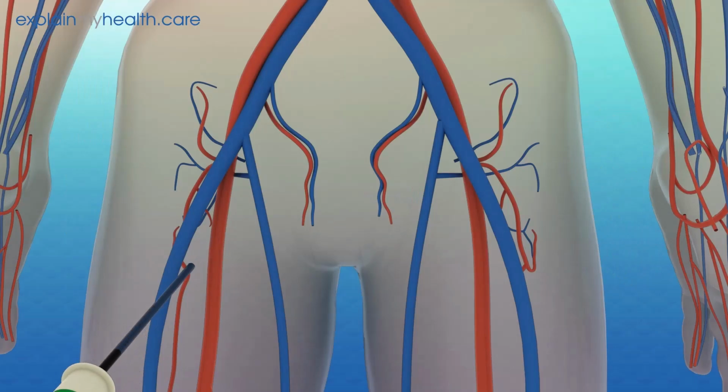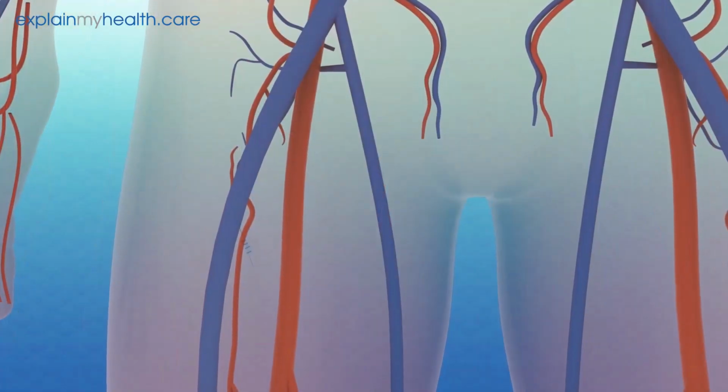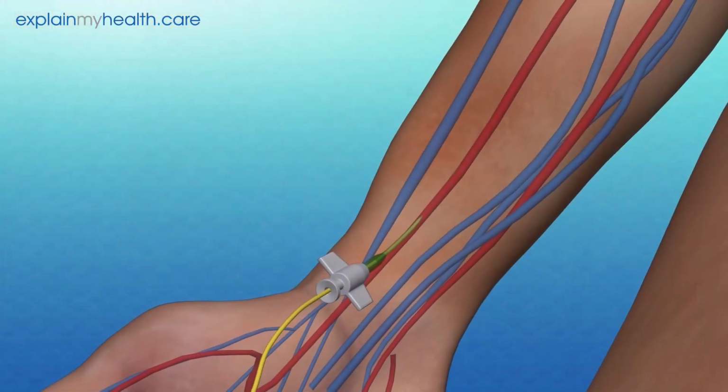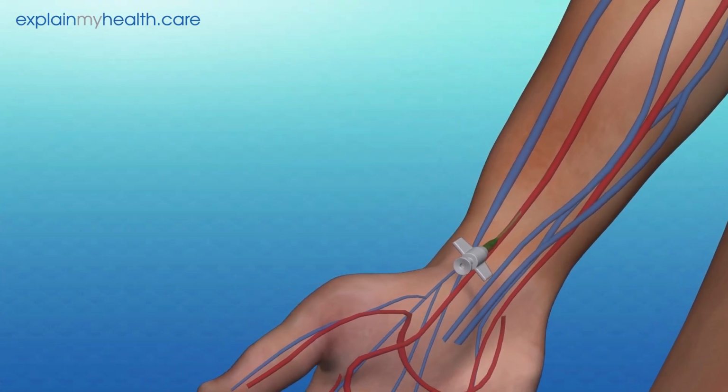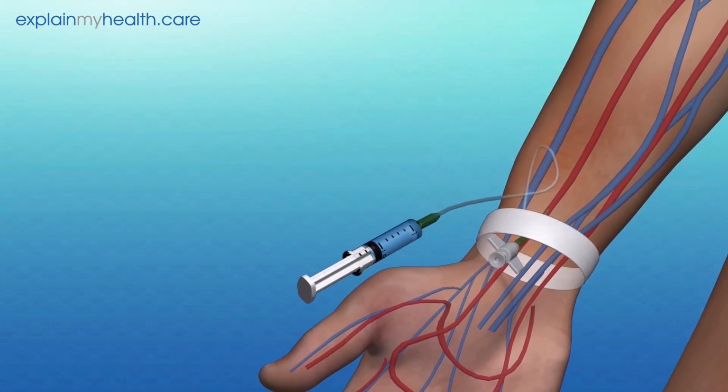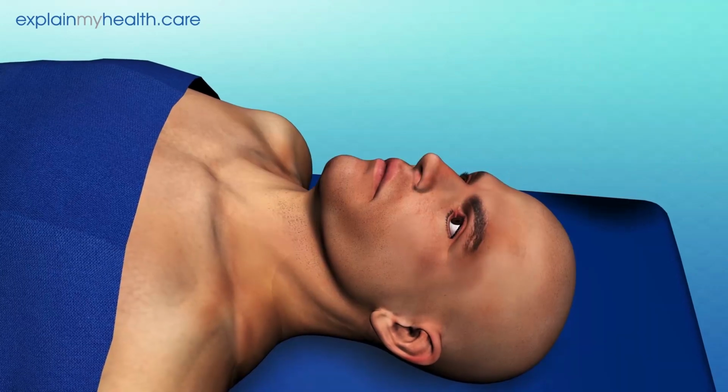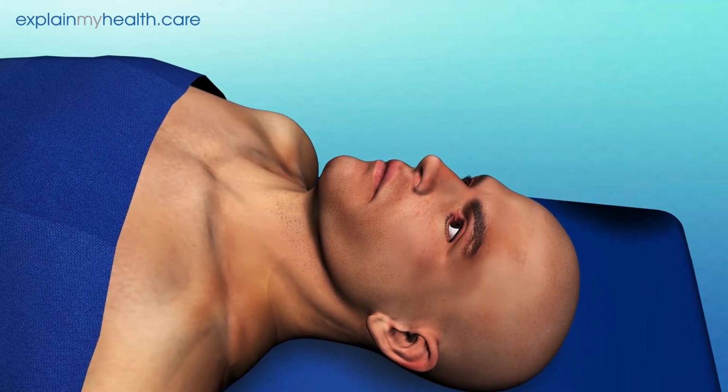When the procedure is finished, the catheter will be removed. Pressure will be applied to the groin or wrist to reduce the risk of bleeding. Sometimes this may be done by hand or with a pressure cuff device. You'll be asked to lie still for a few hours to prevent bleeding from the cut.